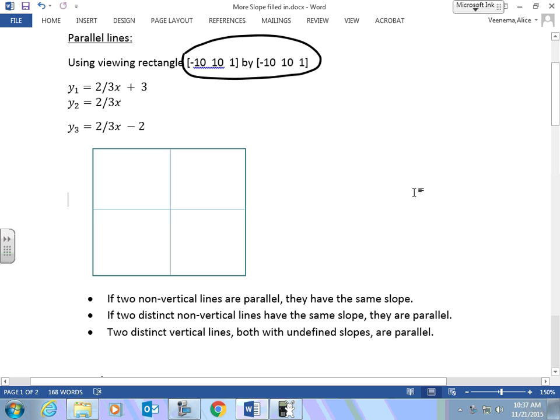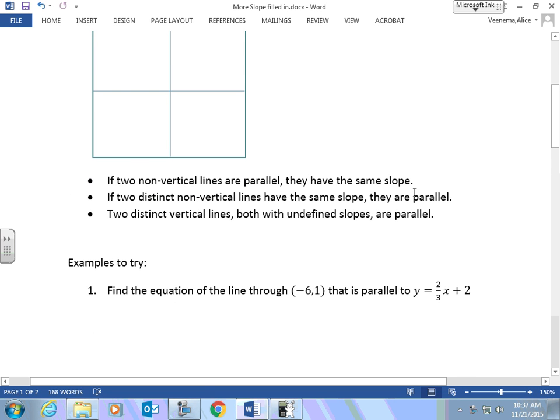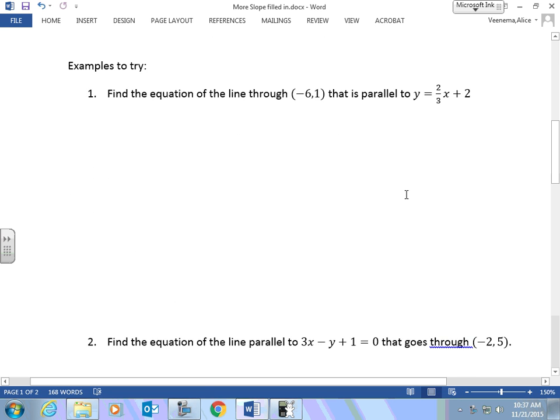In addition, we can't talk about the slope of a vertical line because it's undefined, but if you have two distinct vertical lines, they're also parallel. So let's look at how to use that process in finding the equation of lines.